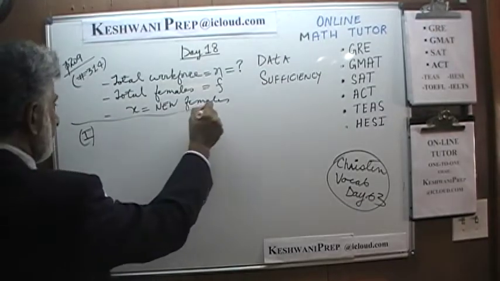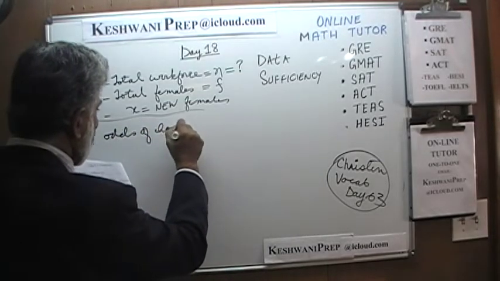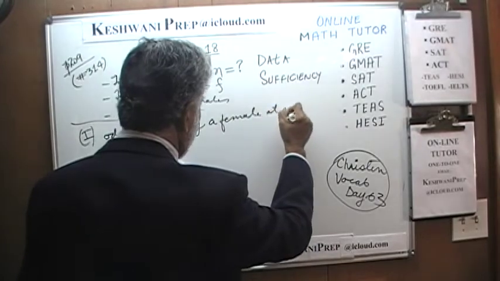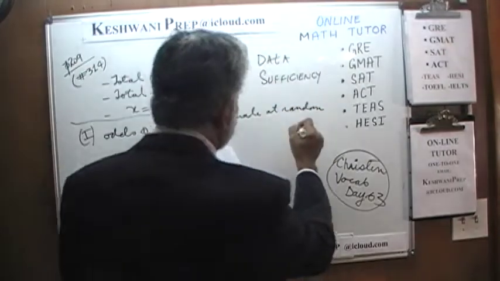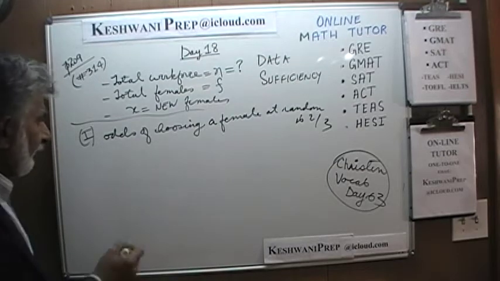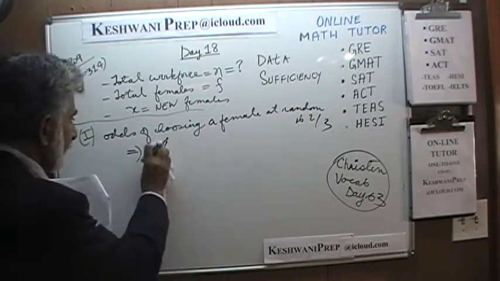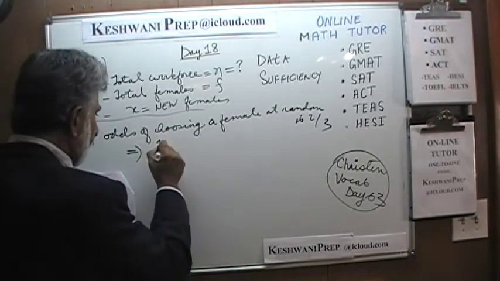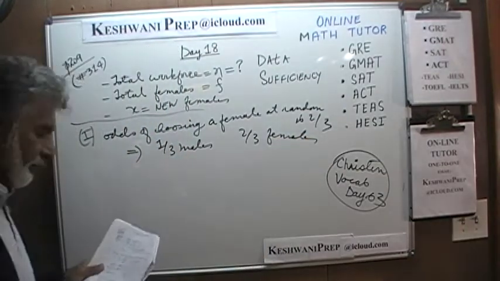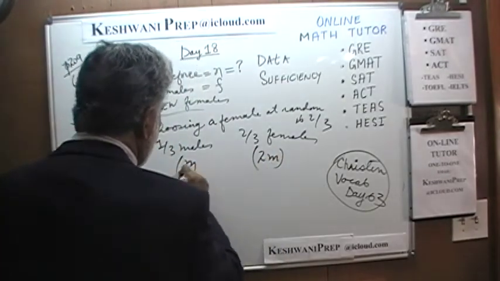Statement number one tells us that the odds of choosing a female at random is 2/3. Now what this tells us is that we must have 1/3 males and 2/3 females. In other words, however many males we have, we have twice as many females. That's all it tells us.